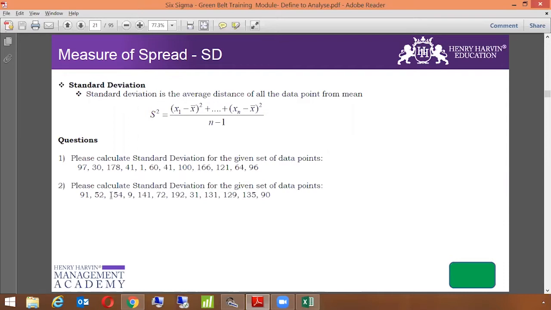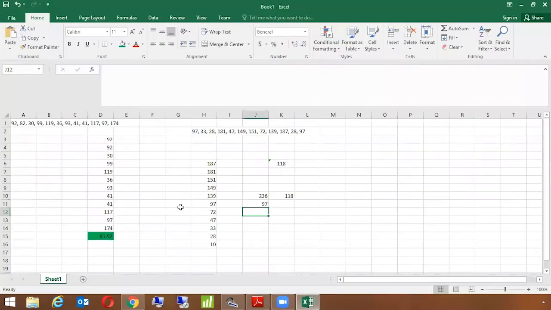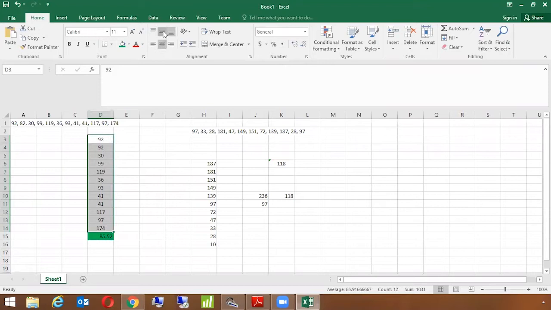Okay, so let's do an example here. We have the data already here. If you want to calculate the standard deviation for this data, standard deviation is the average distance from the mean. For this example the mean is 85, and you can see how far these values are from 85. This value is a little far, this value is very far from 85, this value is a little bit near. You see there's a lot of variation in the given data set, which means that there is an opportunity to improve the variance.